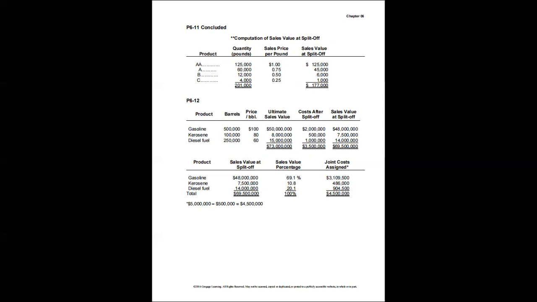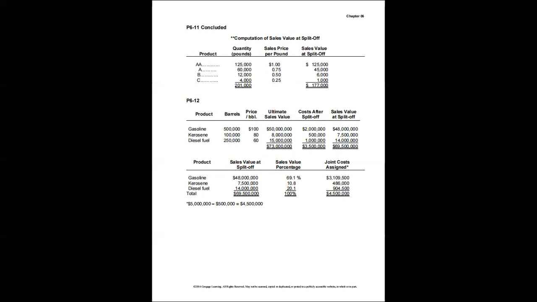Additional information includes the barrels produced, cost after split off, selling price per barrel, and the product. Determine the allocation of joint cost using the net realizable value method, rounding the sales value percentages to the nearest tenth of a percent. Hint, reduce the amount of the joint cost to be allocated by the amount of the byproduct revenue.